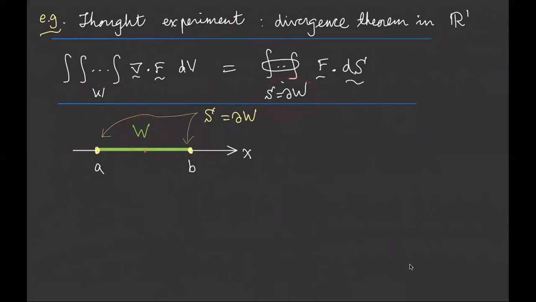So if I'm in W and I want to exit it, but remember I'm only in R1. So in this space, if I want to exit it, I have to jump out from this point, or I'll have to jump out from this point. So A and B, these two points A and B are actually my boundary. So my boundary consists of two points. That's it. It's just those two points.